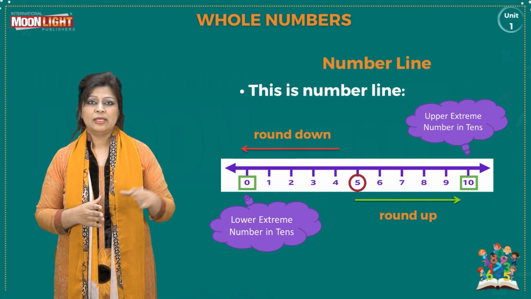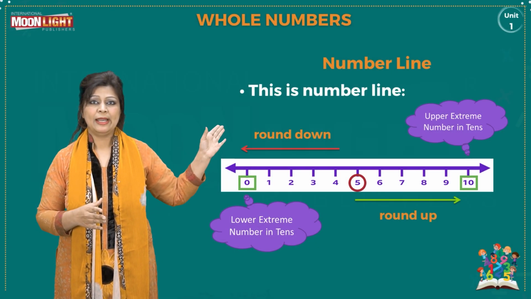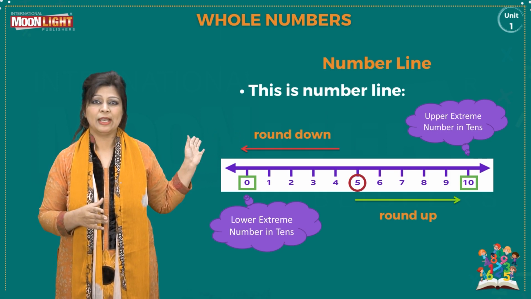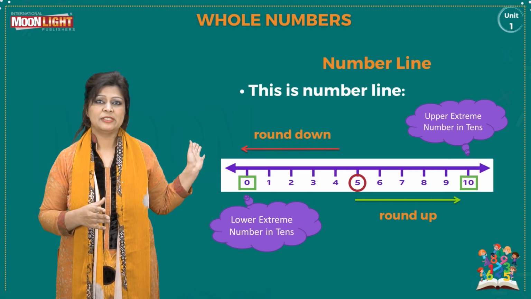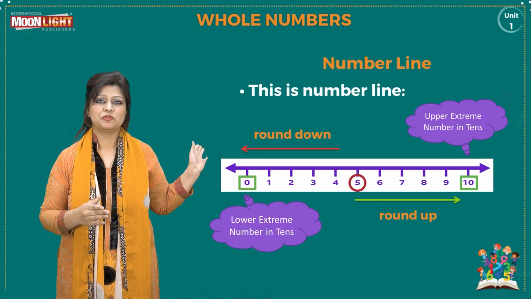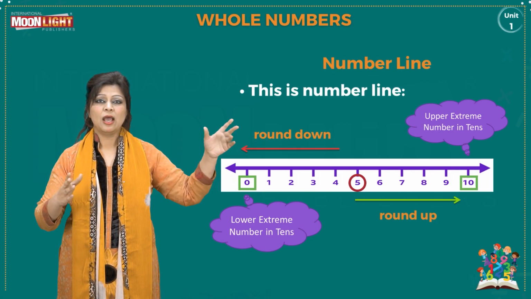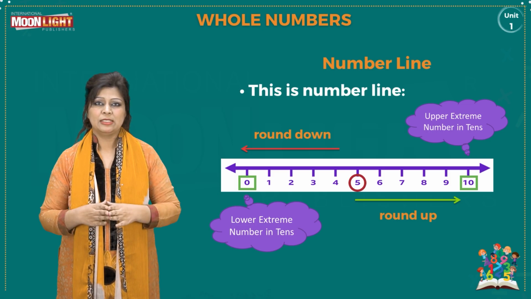The middle number is 5 and the ending number is 10. And the starting number, you already know that this is 0. We call it the number 0. We call it the lower extreme in tens. And the number 10 is the upper extreme in tens.